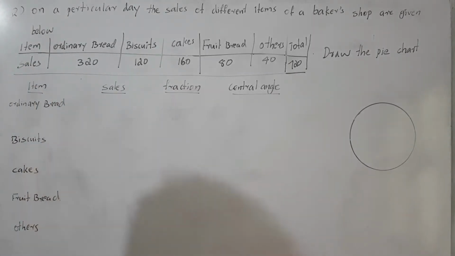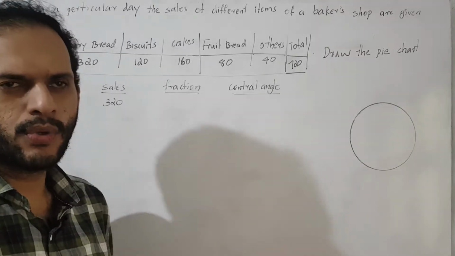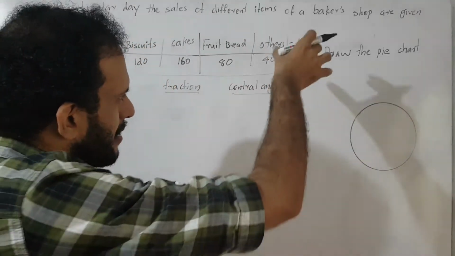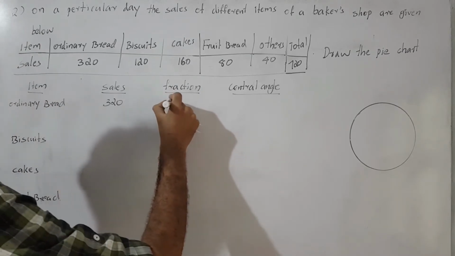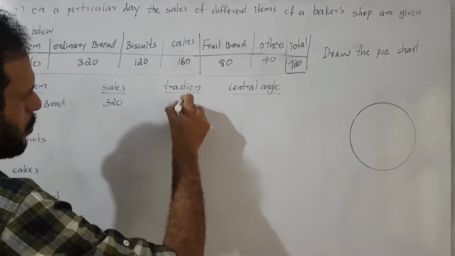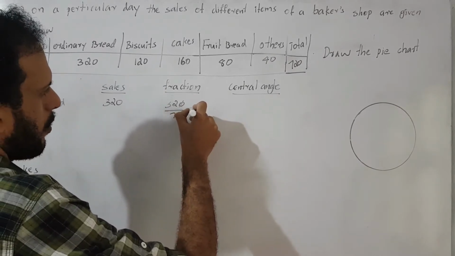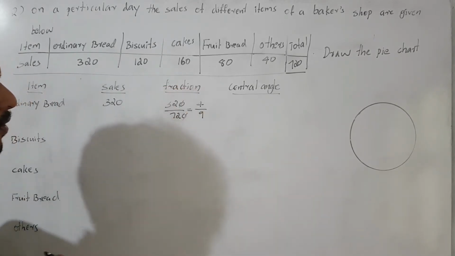Then ordinary bread, the sale is given 320, correct? And here I told you in every question first we need to check whether the total is given. If it is not given, we need to find it. Otherwise, if given, we use that one. Here 720 is already given as the total. Then it's possible to make the fraction directly. 320 divided by 720. Then 0 and 0 cancel. 32 by 72. It is not possible to divide further, but it is possible to reduce by 8. How many times does 8 go into 32? Yes, 4 times. How many times does 8 go into 72? That is 9 times. Then the fraction is 4 by 9.